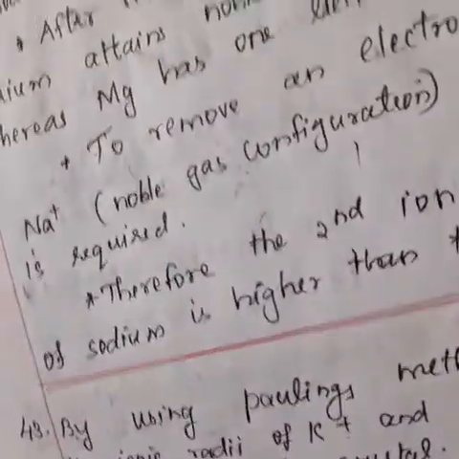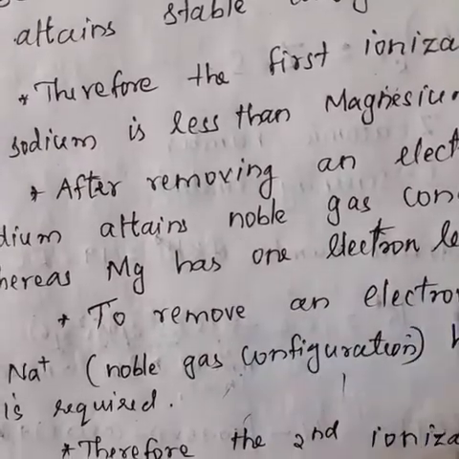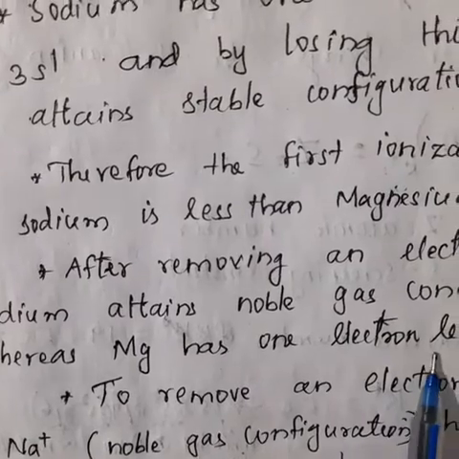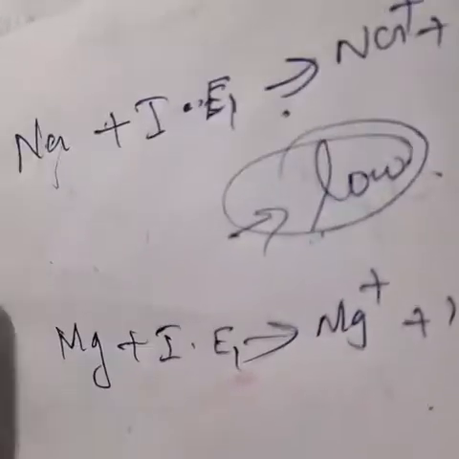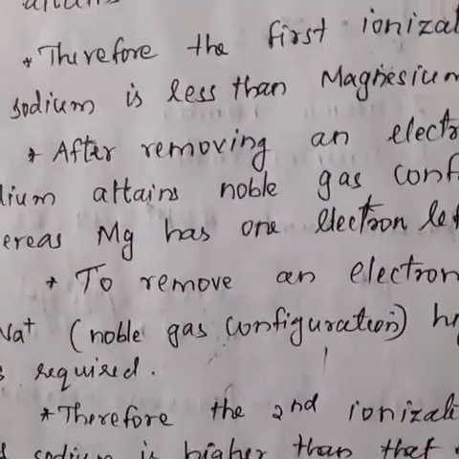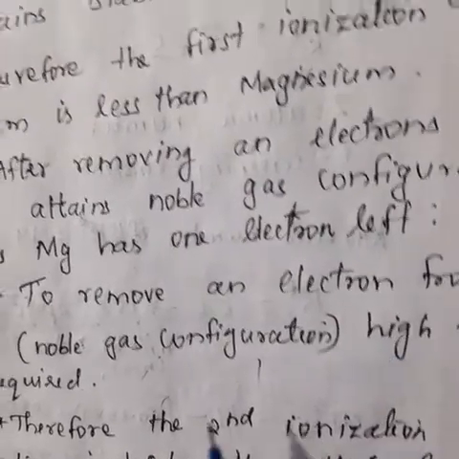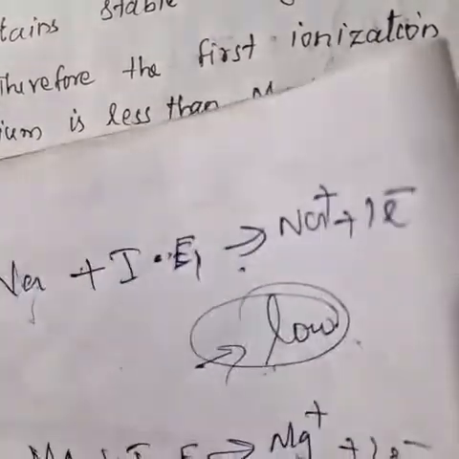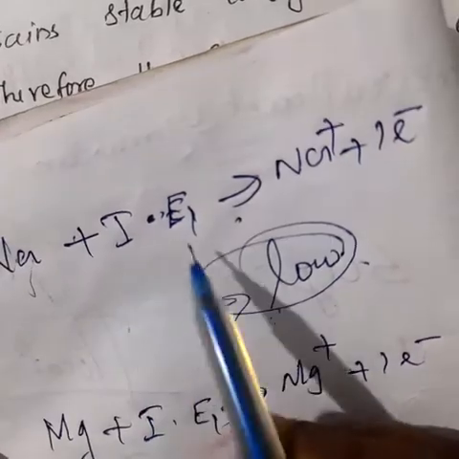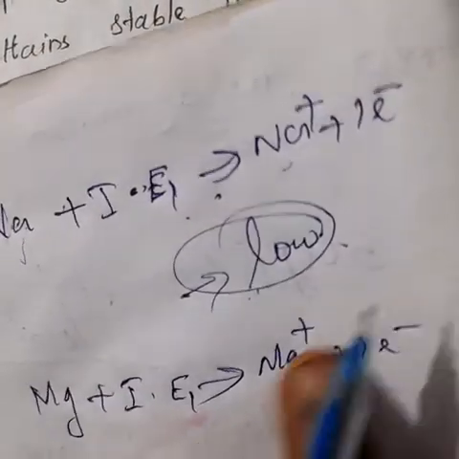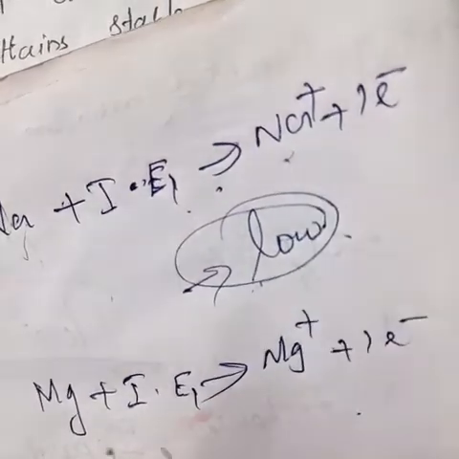Okay, after removing an electron, sodium attains a noble gas configuration, whereas magnesium has one electron left. To remove an electron from Na plus, high energy is required. This is the first ionization energy. When we are giving the first ionization energy to sodium, it gives an electron and becomes Na plus, and after this it is now stable. So Na plus is stable.